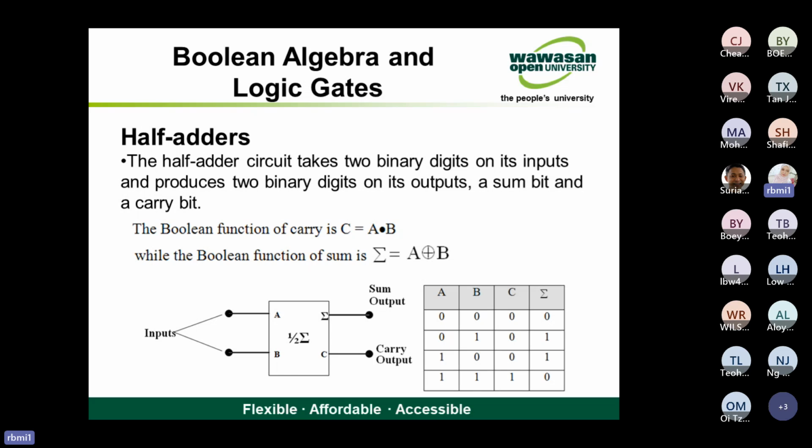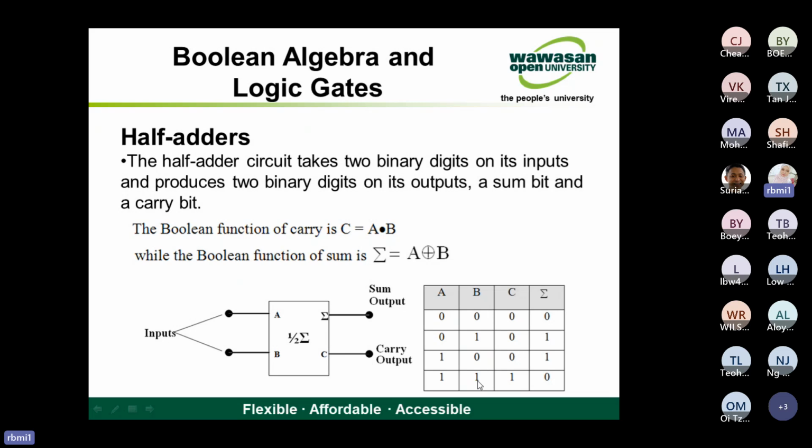Next, we have half adders. A half adder circuit takes 2 binary digits on its input and produces 2 binary digits on the output, a summation bit and also a carry bit. Like here, we have summation and carry at the output. So this is the truth table. From the truth table, we can see that the carry output C is 1 only when both A and B are 1.